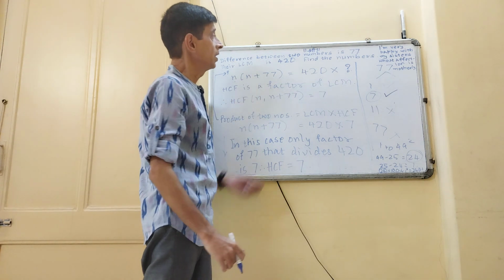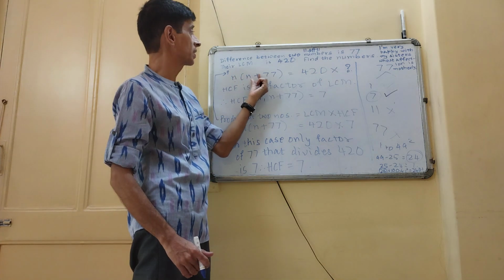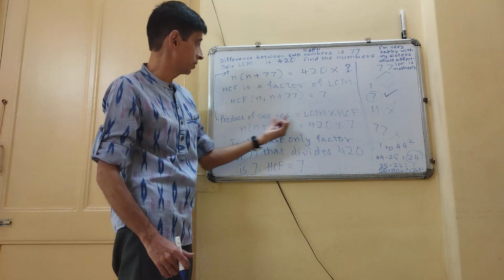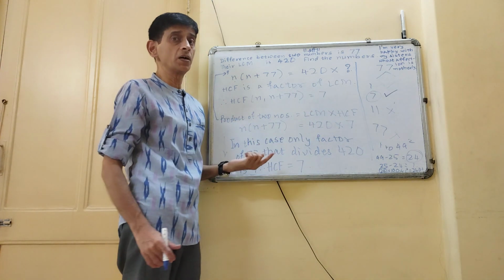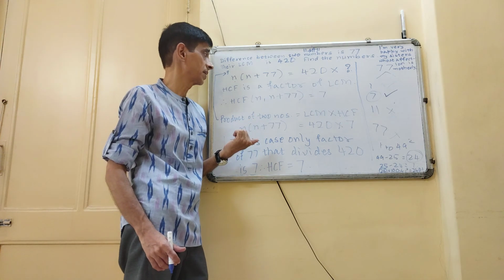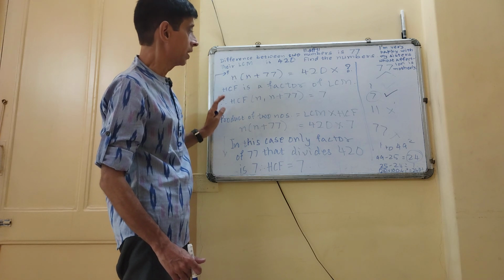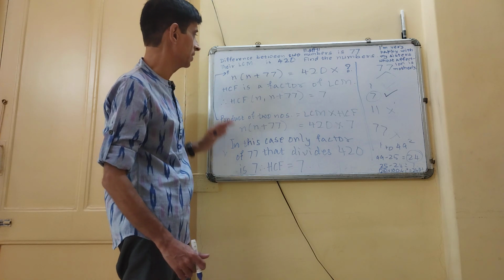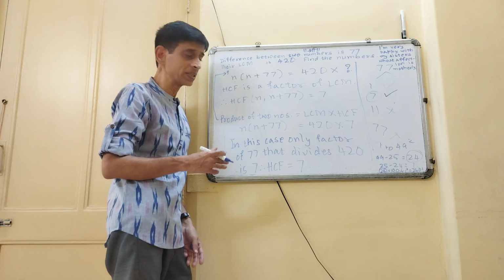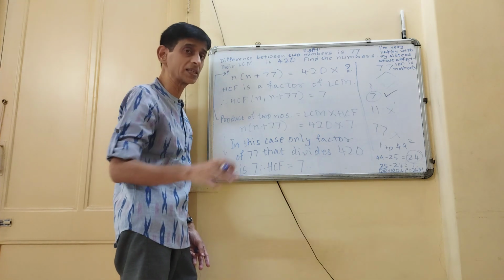Now the product n into n plus 77 is equal to 420? No. The product of the numbers is not 420. The product of the numbers is equal to LCM into HCF. This is a formula which you would have learnt in 10th standard, secondary level. We can solve this question using this formula, but that will make things more difficult, or rather it will require more calculation.